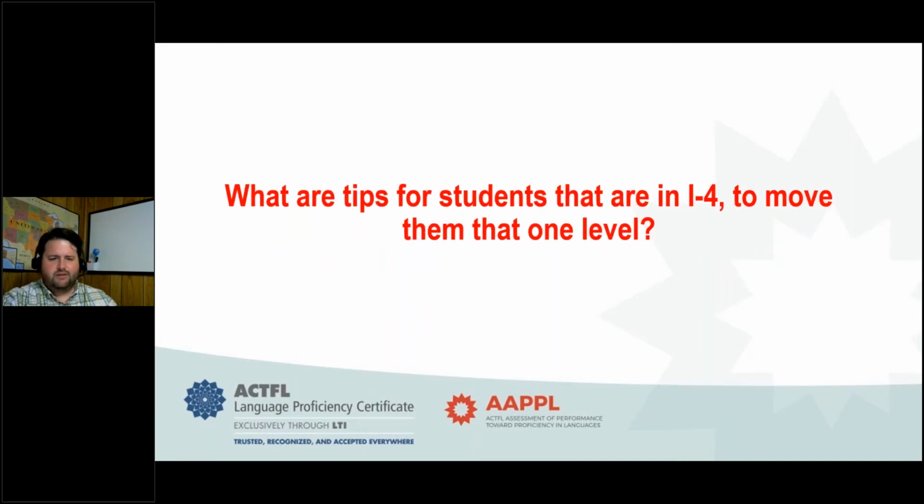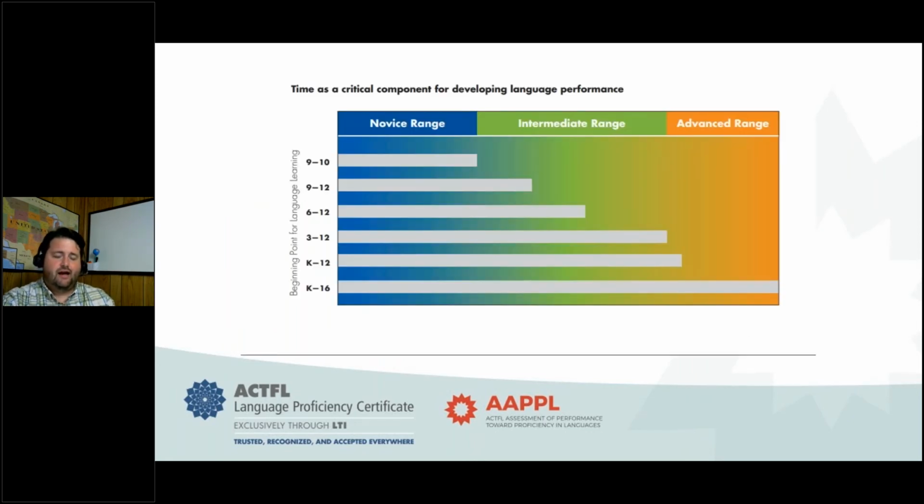And then we're coming to the end. Somebody asked, what are tips for students that are I-4 to move them that one level? Because some states are I-5, which is intermediate high.